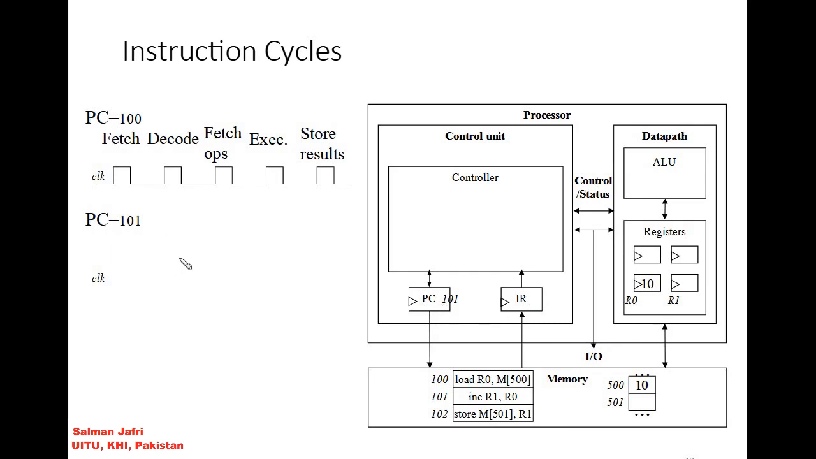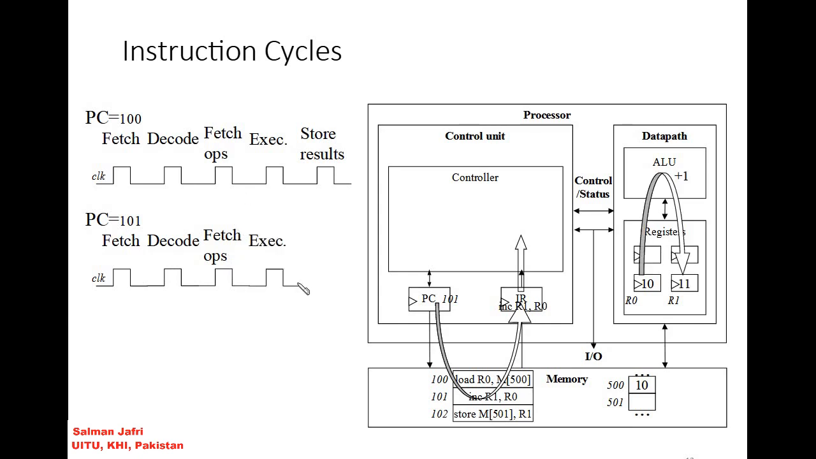So now again we fetch the next instruction 101, which is increment R1, R0, which means R0 is incremented and the result is stored in R1. So we decode this instruction 101. Nothing happens in fetch operand because nothing is to be fetched. Then we execute the execute phase, in which +1 is added to this R0 and this 11 is stored in R1, just as the instruction says. Nothing happens in store results.